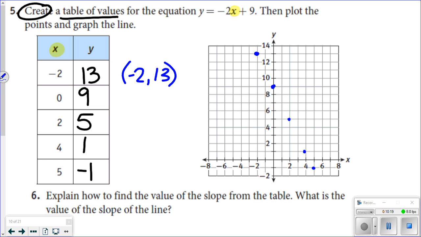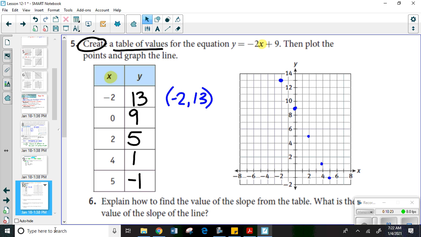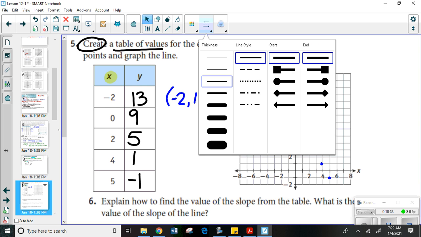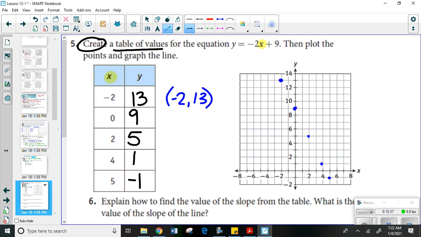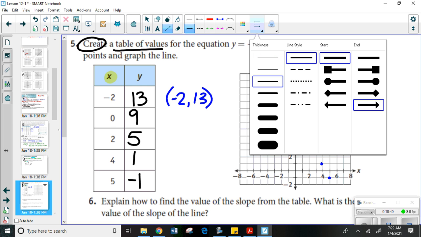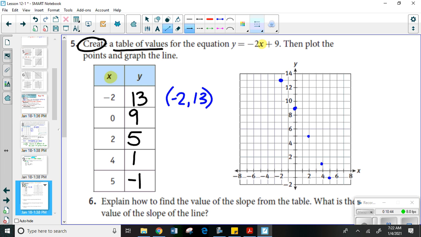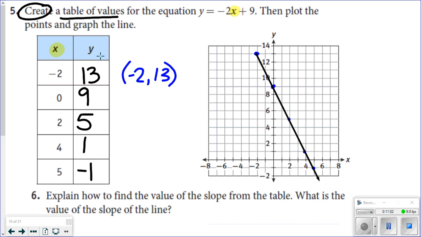And then do your best. Take a straight edge and go ahead and connect these with a line. Try to see if I can get a straight line. And then after you draw your line, make sure you have arrows pointing in both directions, because what that means is that my line continues, keeps going.